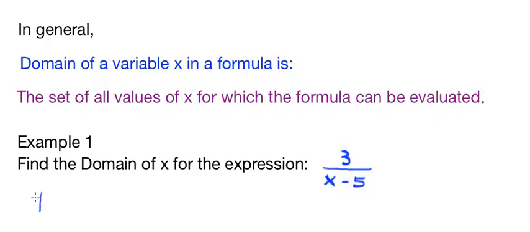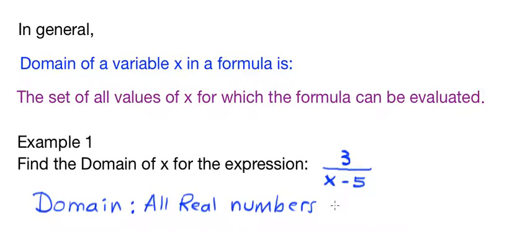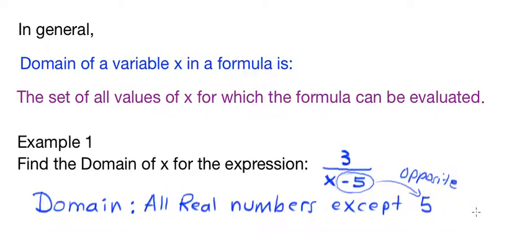In order to find the domain, we have to think of all good inputs, right? So what should be the domain here? Notice that the only value of x that will make this division undefined will be x equal 5, because 5 minus 5 is 0, and 3 over 0 is undefined, right? So the domain of this expression should be all real numbers except 5. Notice something. This number 5 is the opposite of this number, so opposite. This is useful to notice. Let me give you more examples.